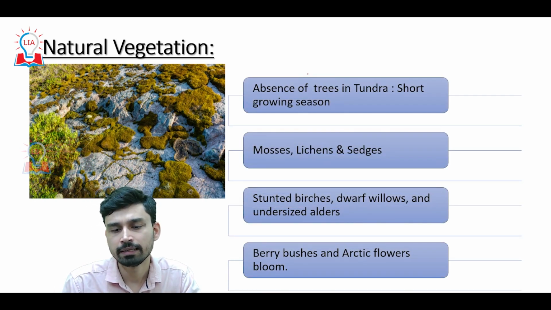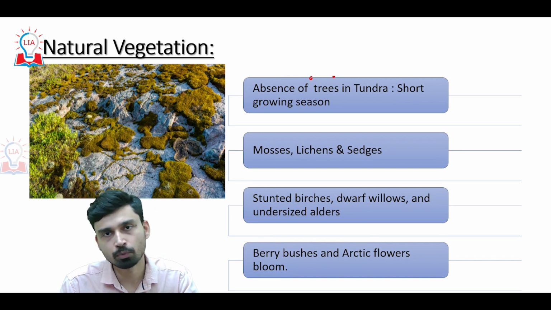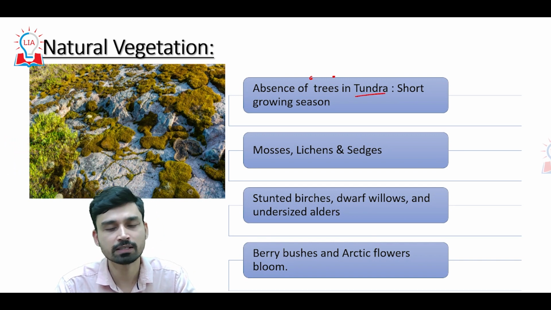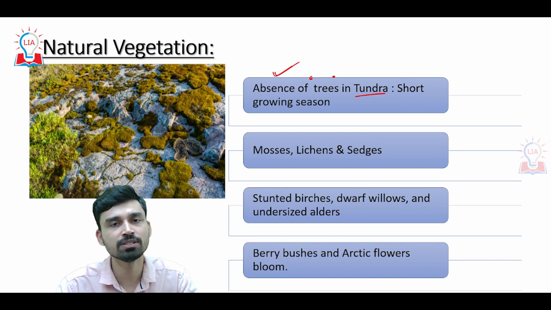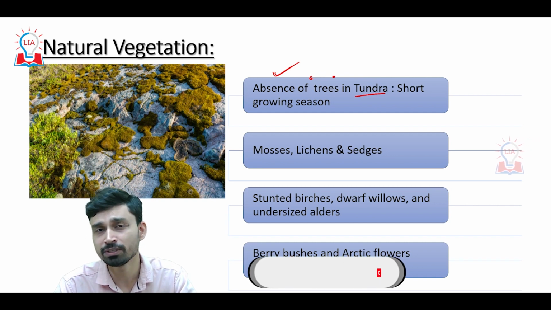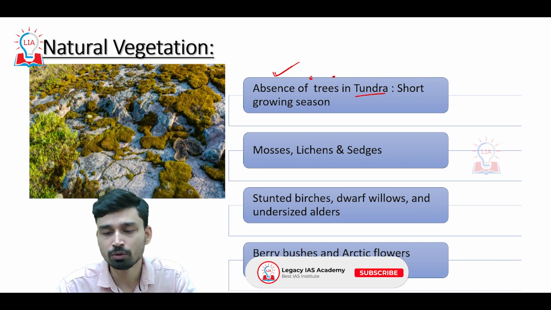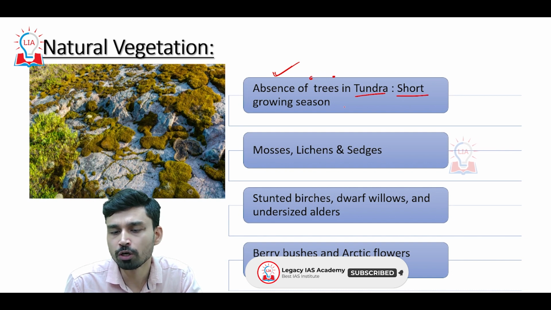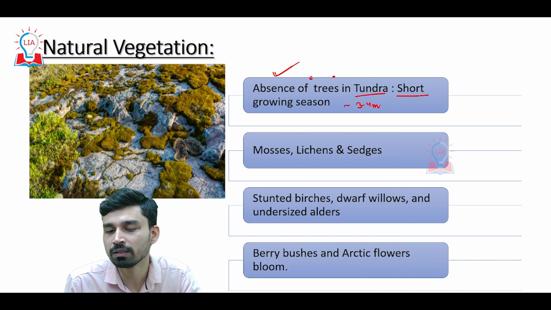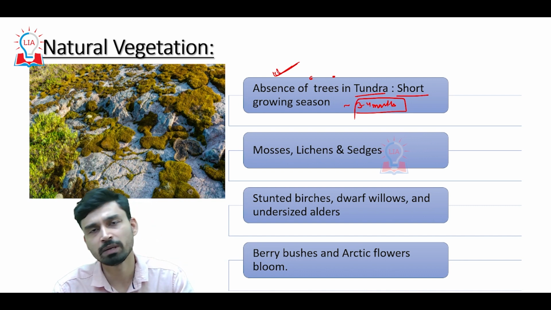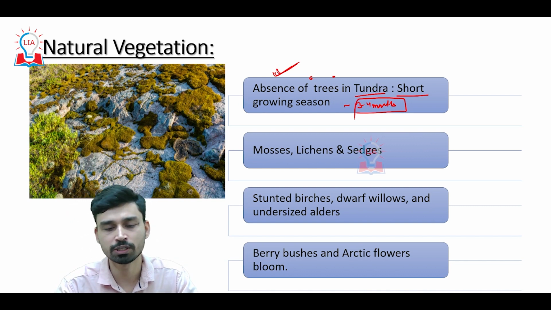Obviously, the polar climatic region is also called tundra, as we discussed. In the tundra region, we generally see absence of trees. The reason is very simple: temperature is very low, the precipitation is very, very low, and also they have a very short growing season of merely 3 to 4 months. So this is not enough for development of trees, especially in terms of forest or large forest tracts.